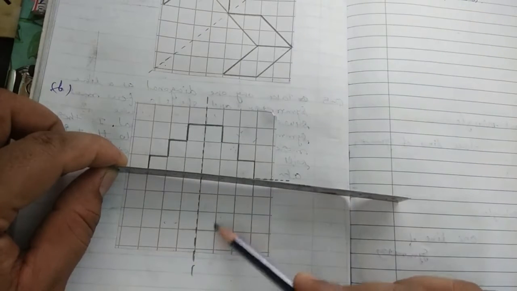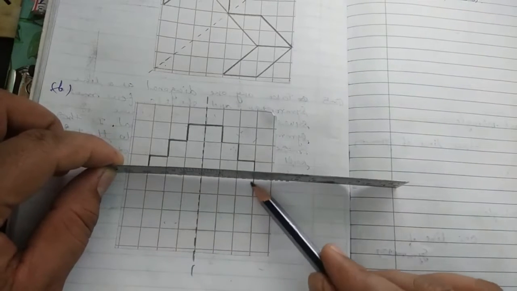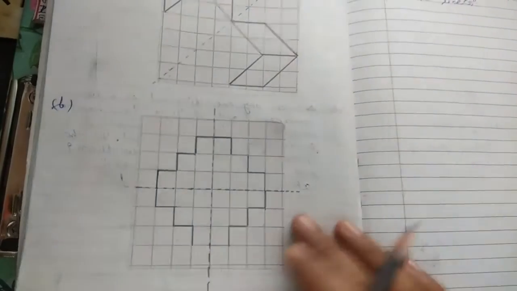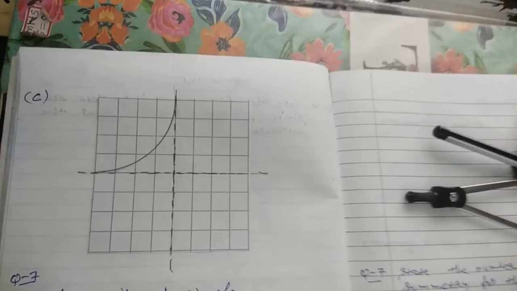Here we have to see this way. Here, here, here, here, and here. So we will draw this part. So the symmetrical shape we have drawn using these mirror lines. Now these mirror lines are a line of symmetry for these shapes.